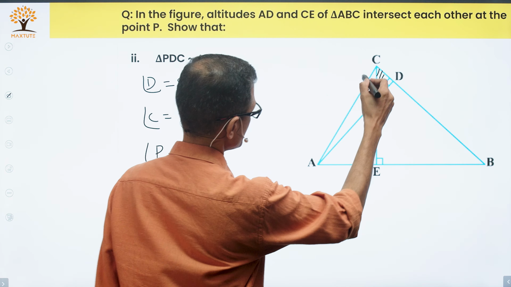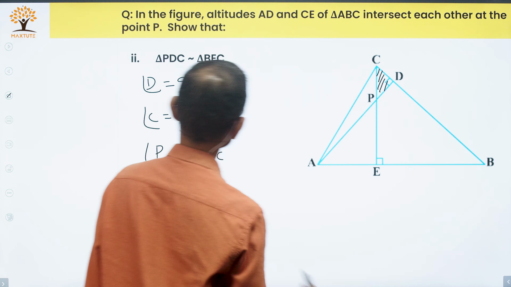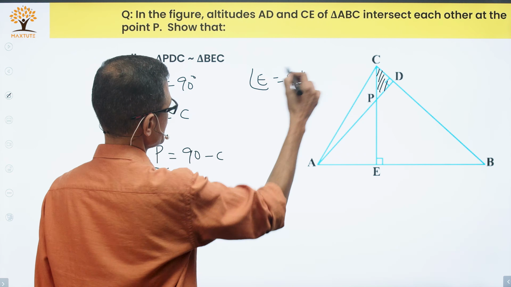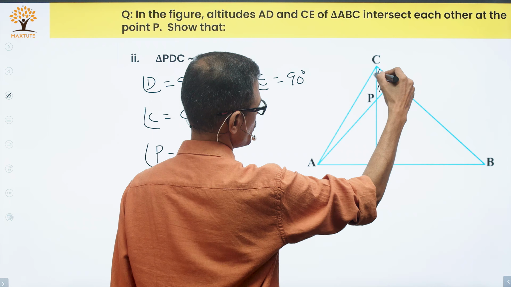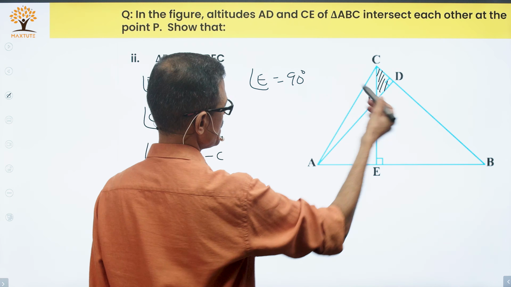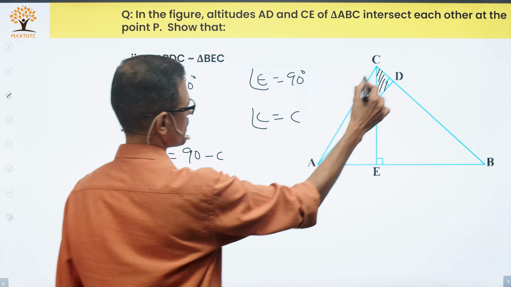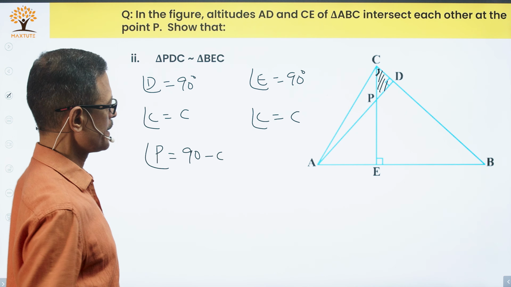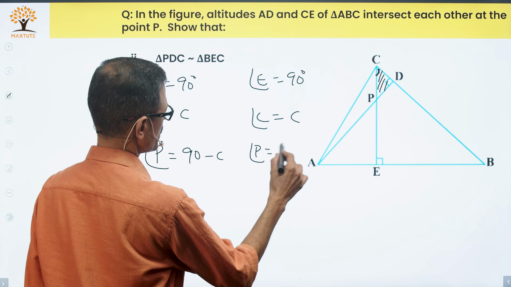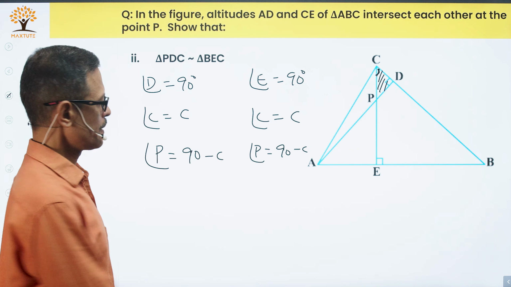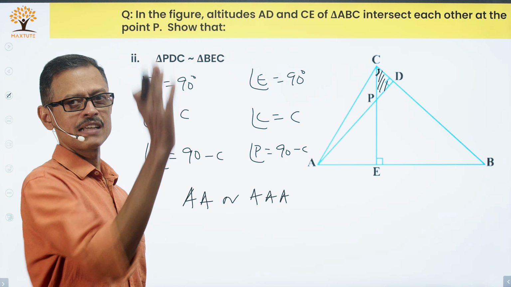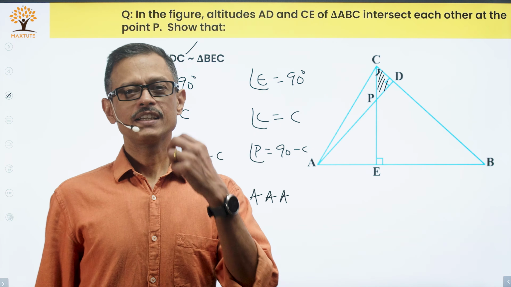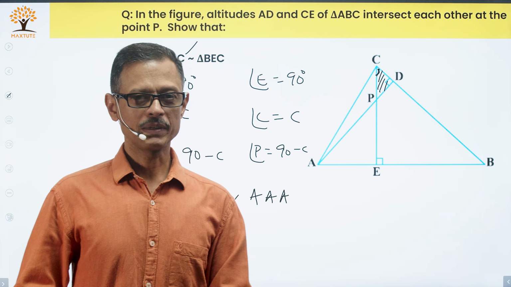Let's come to triangle BEC. Angle E is equal to 90 degrees. BEC has the same angle C, which is the same as angle DCP or BCP. So angle C is equal to C for both the triangles BEC and PDC. Therefore, angle P will be equal to 90 minus C. By AA or AAA, the three angles of triangle PDC are the same as triangle BEC. Therefore, these two triangles are similar. So in 22A, we've established similarity in both parts using AA or AAA.